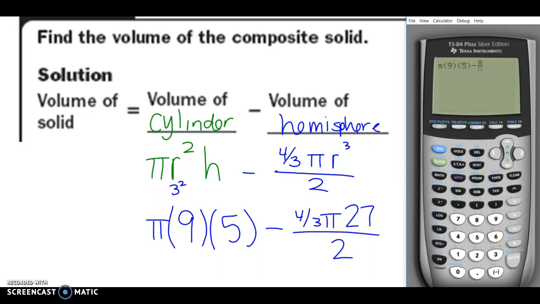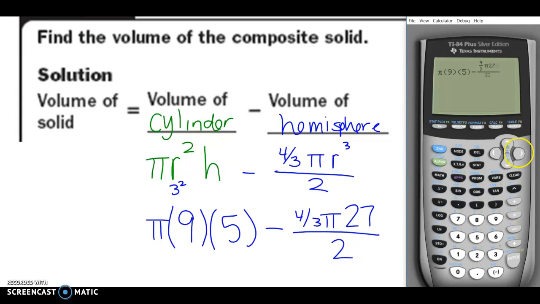Math right up. And then we've got another fraction in there, so do the same thing again. Alpha y equals. This is good practice because in Algebra 2, you'll have to put fractions into fractions, and it gets a lot crazier. So practicing this is good practice for next year. So we've got 4/3 times pi times 27.